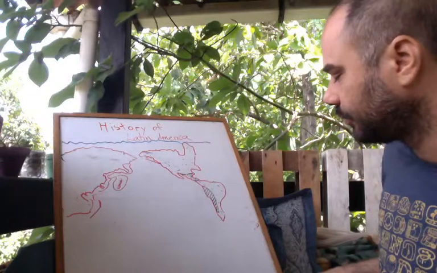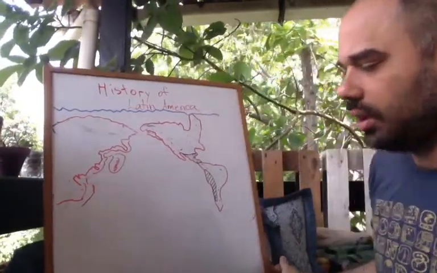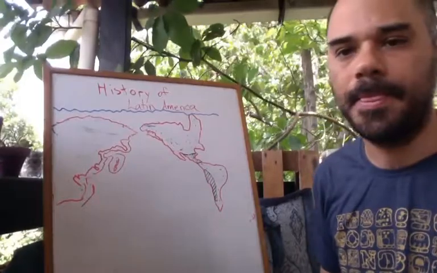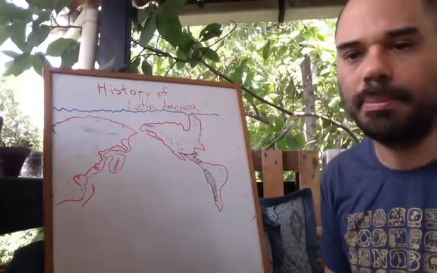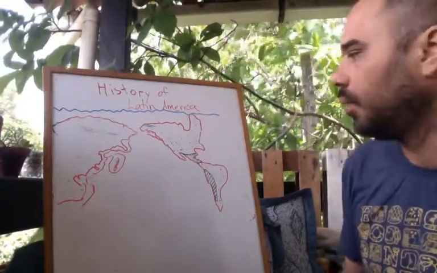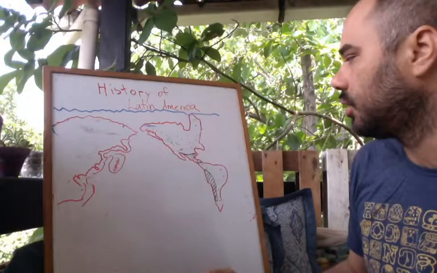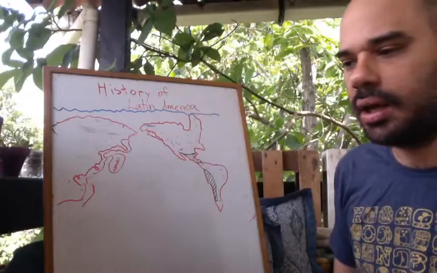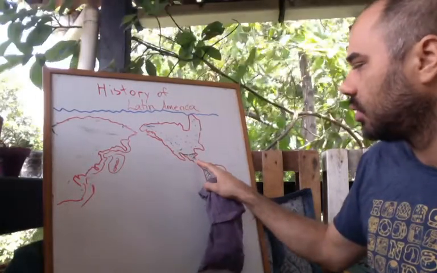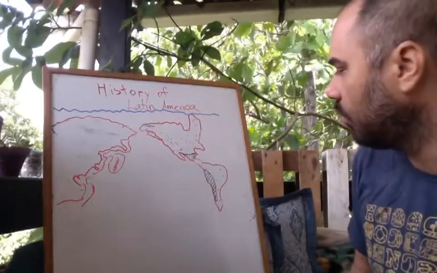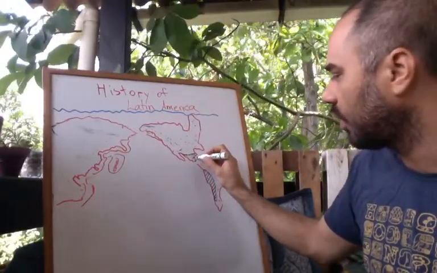Now, when the Spanish came, there was one big empire, which is the Aztec Empire. And they did have an empire, which was the central part of Mexico, but their area of influence was all over Mesoamerica.